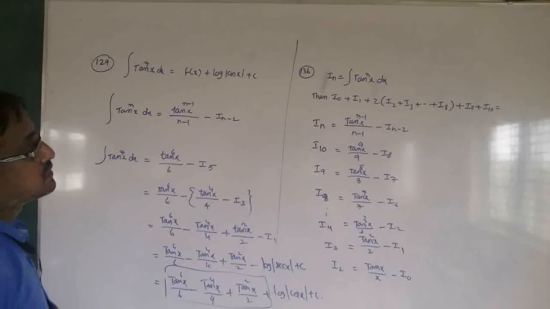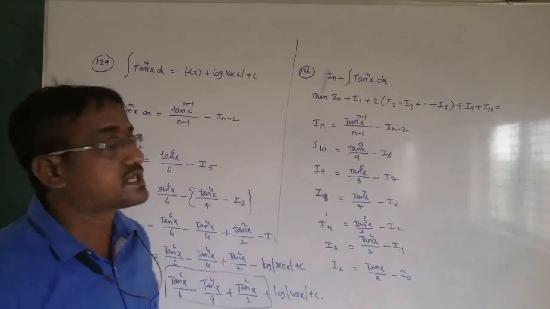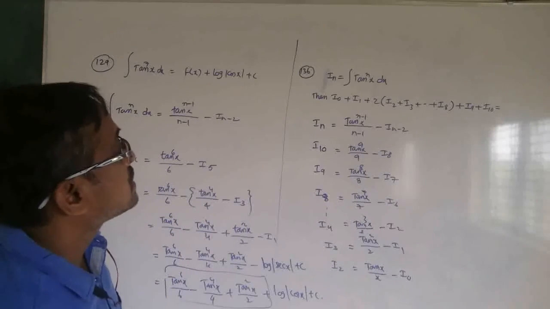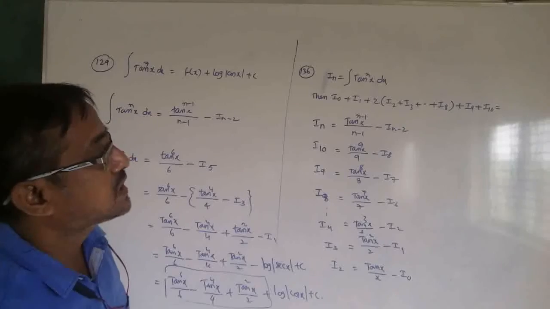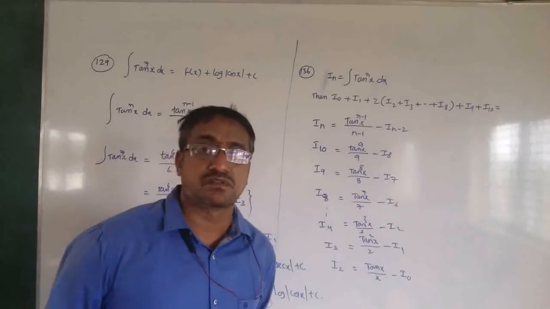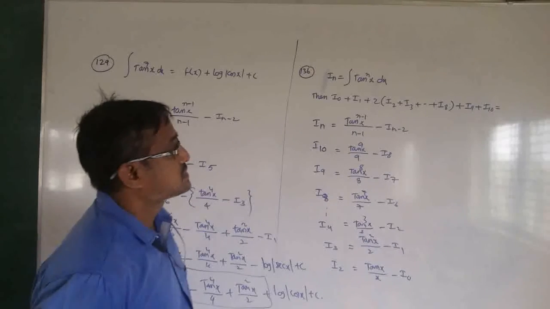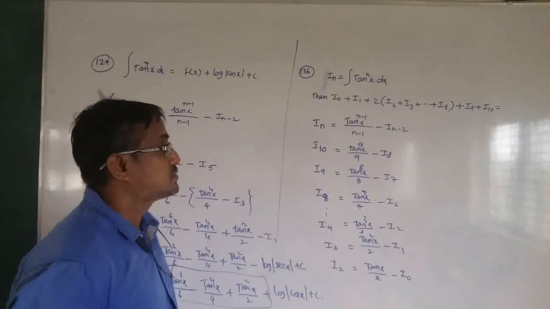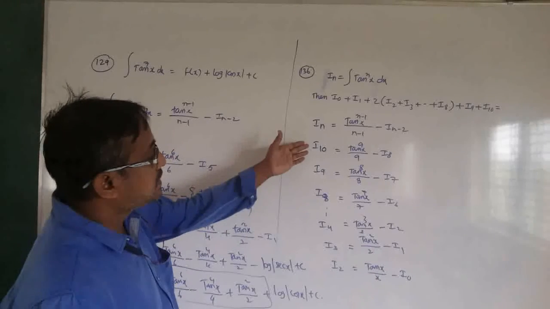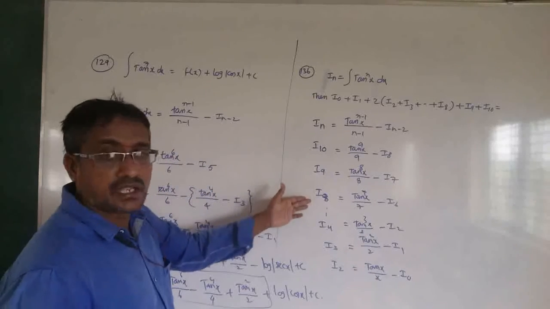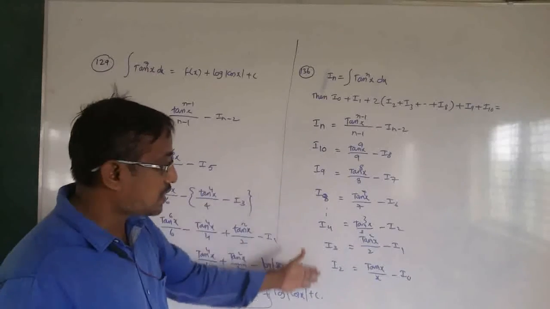Now see this in problem number 136. They are given In is equal to integral tan power nx dx, then I0 plus I1 plus 2 into I2 plus I3 plus and so on plus I8 plus I9 plus I10 equals to. So you have In is equal to tan power n minus 1 x by n minus 1 minus In minus 2. That is from the reduction formula of tan. Now apply I10, I9, I8 and so on, I4, I3 and I2. Now add all these terms.